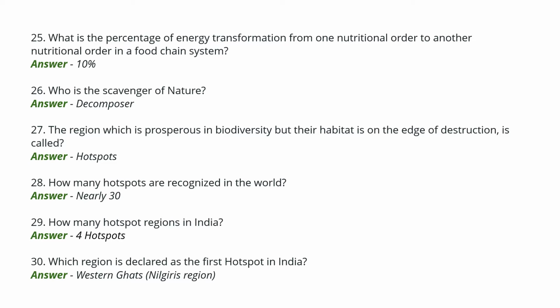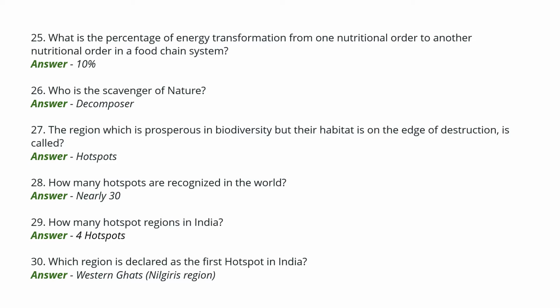The region which is prosperous in biodiversity but whose habitat is on the edge of destruction is called dash hotspots. The answer is hotspots. Next question, how many hotspots are recognized in the world? The answer is nearly 30 hotspots. Next question, how many hotspot regions are there in India? There are 4 hotspot regions in India. Totally there are 30 in the world and 4 in India.